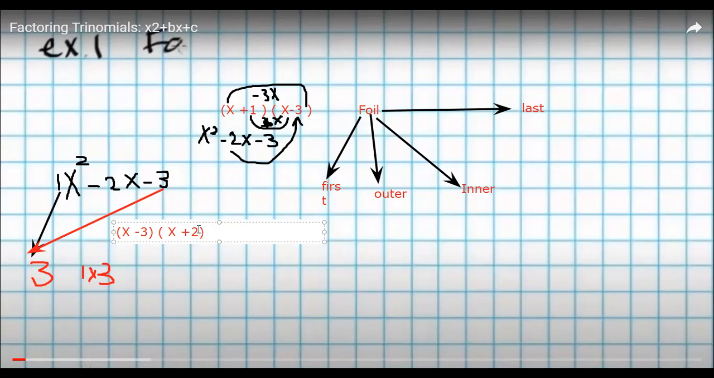The last is negative 3 times 1, which is negative 3. The middle term will be negative 2x. So the factors of this trinomial x squared minus 2x minus 3: the answer will be x minus 3 times x plus 1. Let's move to another example.